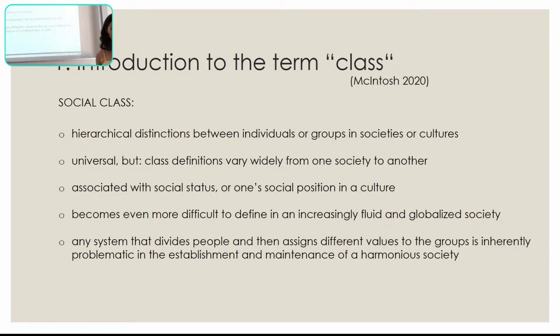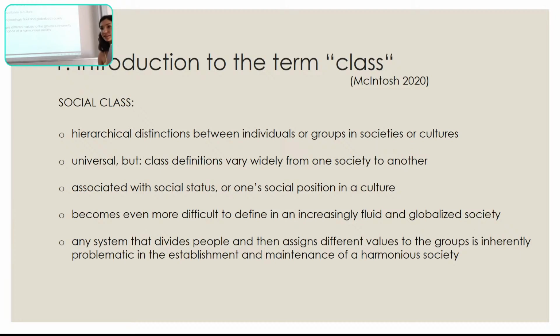But actually looking at class, social class refers to the hierarchical distinctions between individuals or groups in societies or cultures. We see class as universal, but it varies widely from one society to another. One society itself might even have different ideas of what's supposed to be higher or lower in a hierarchy. And of course, class can be associated with social status, or one's social position in a culture. And obviously, it becomes even more difficult to define culture in an increasingly fluid and globalized society.